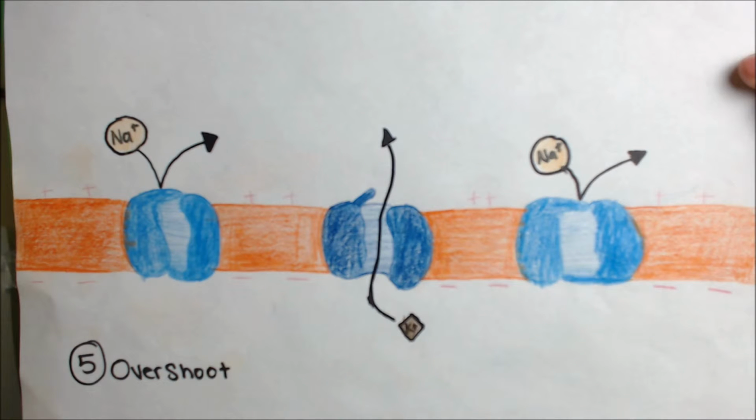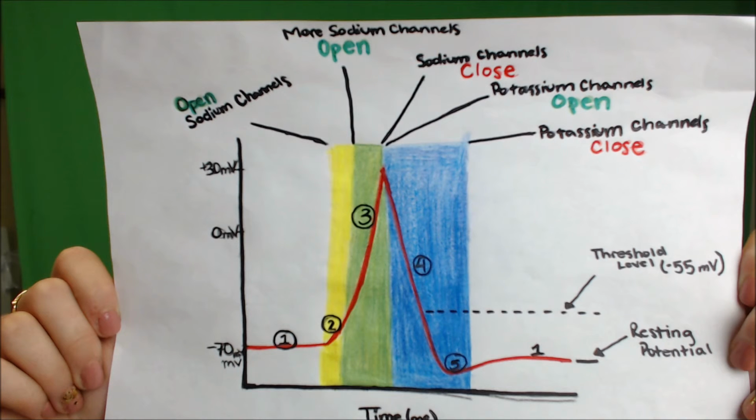The fifth phase is the undershoot. This is when both gates of the sodium channels are closed, but the activation gates on some potassium channels are still open. As these gates close on most potassium channels and the inactivation gates open on sodium channels, the membrane returns to its resting state.